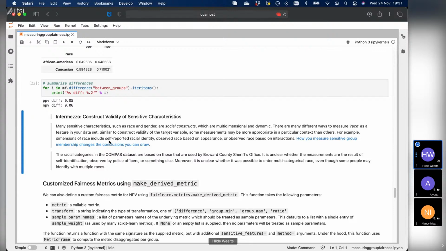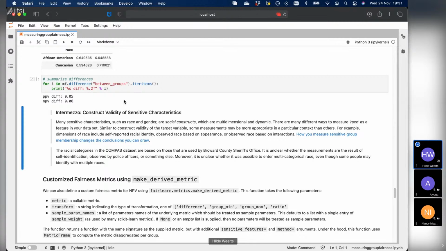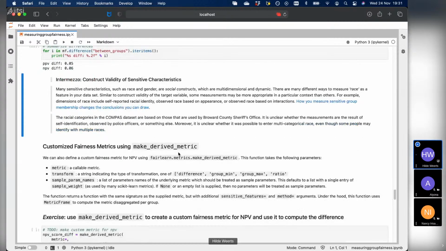Just to give some examples, you could include self-reported racial identity, observed race based on appearance, observed race based on interactions. You could even have the racial identity that you think other people think you have. So that's another dimension. There are just many different ways in which you can measure it, and there are differences in the conclusions that you can draw based on how you actually measured this. So that's just something that I wanted to note here.